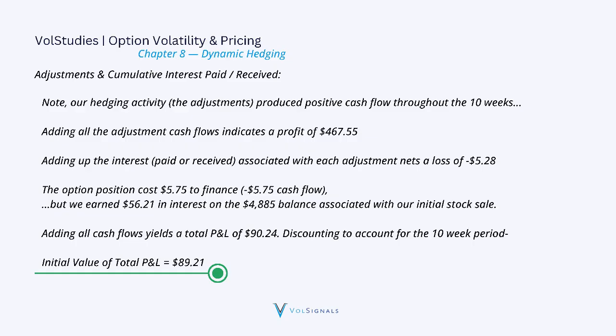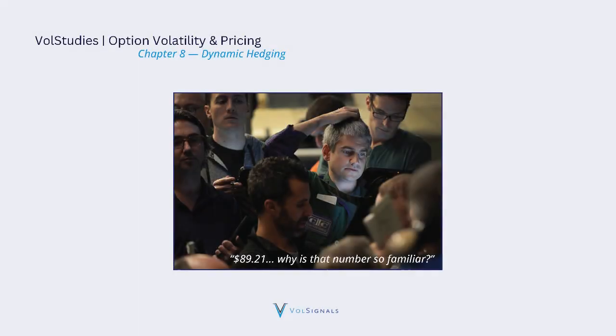What do we still need to do? We need to discount this back to get an initial value or a present value using that 6% interest rate. Doing this yields an initial value of the total P&L of $89.21.